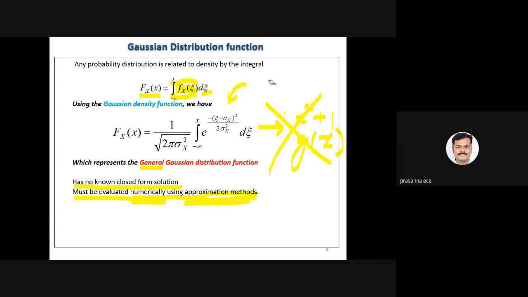So Fx of x gives the probability that the particular random variable x is less than some given value, a constant value x naught. That is the importance of this integration.